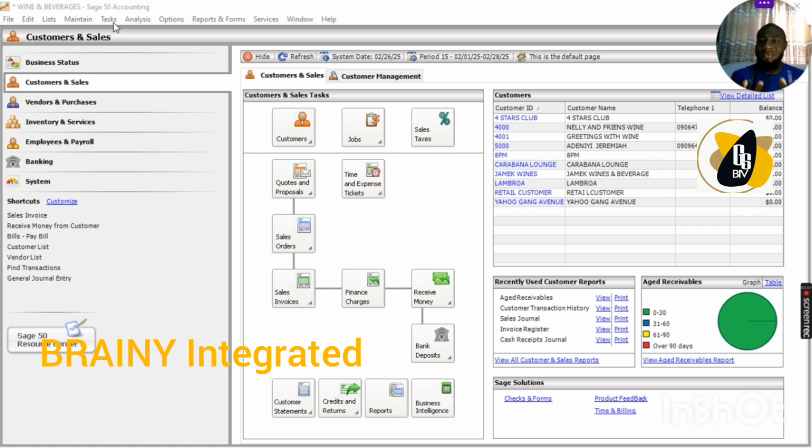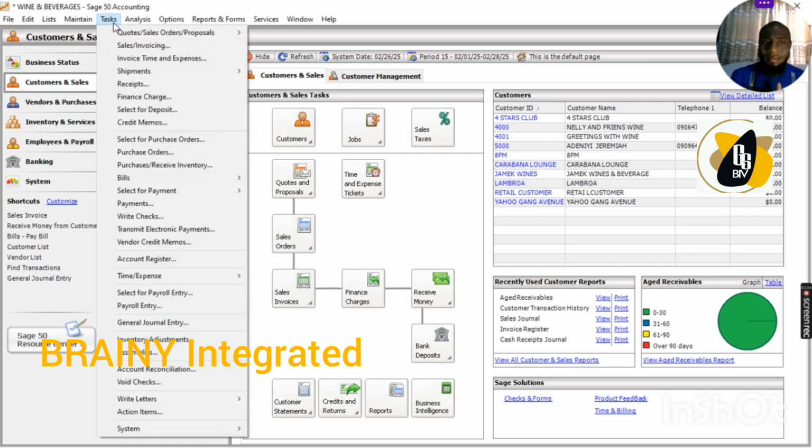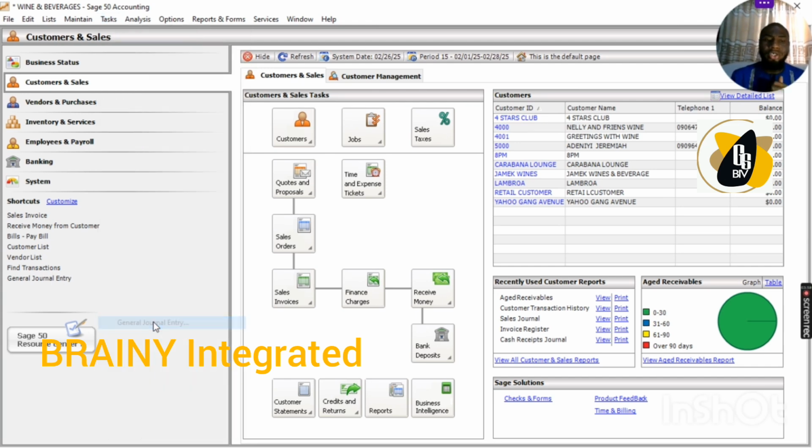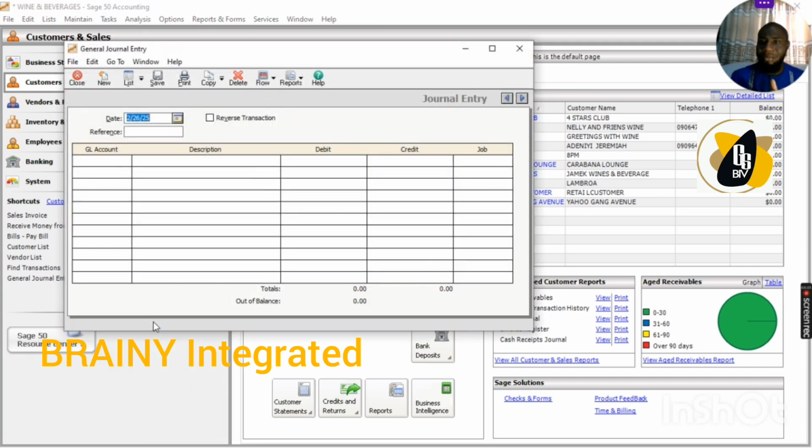So in Sage 50, to do this, you go to Tasks. When you go to Tasks, you look for General Journal Entries. Then you click on General Journal Entry. This dialog box will appear.